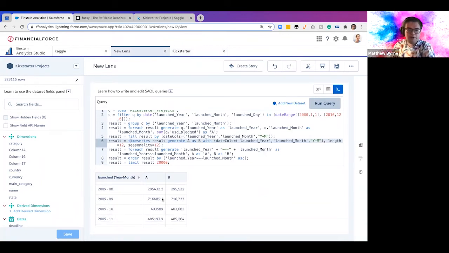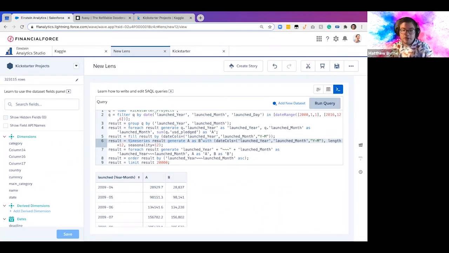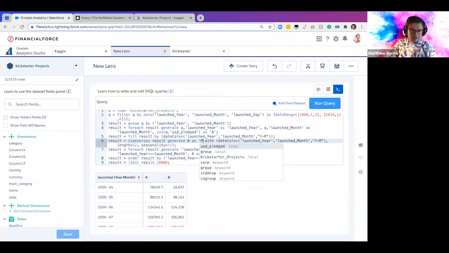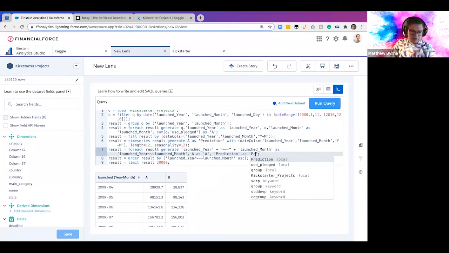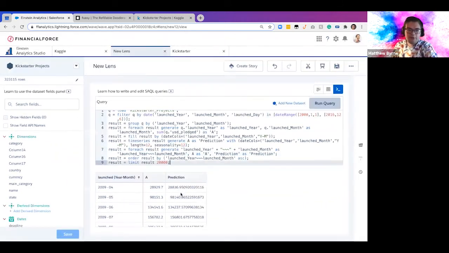We've got these same values being generated. When you go over to SACL, it renames things. So we've got A, which is our original pledged amount, and B, which is our prediction column as well. The first thing I'm going to do is rename B as prediction. Anywhere we've got B in there, I'm going to rename it as prediction. All I'm doing is changing B to prediction, and it should go away and rename the column header. There we go, it's called prediction.